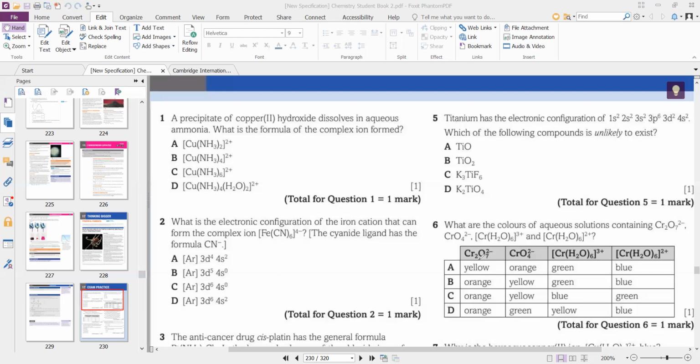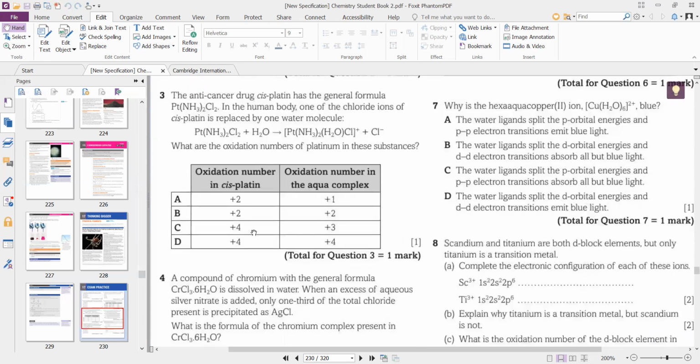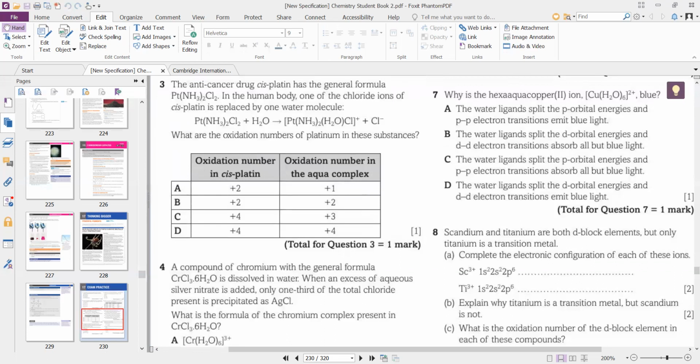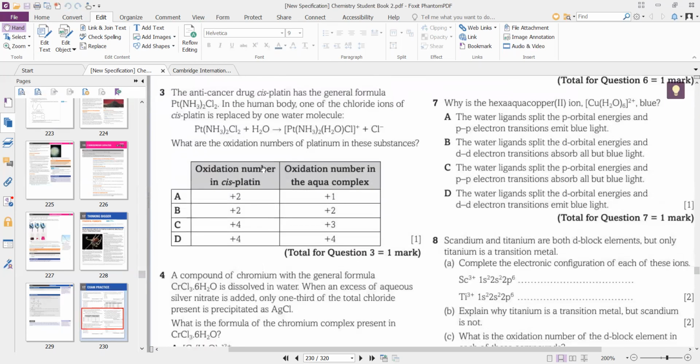Okay. Colors: orange, yellow, green, blue. Bindu. Okay. Next two, please. Then I make it the fourth thing. 3 and 4, please.